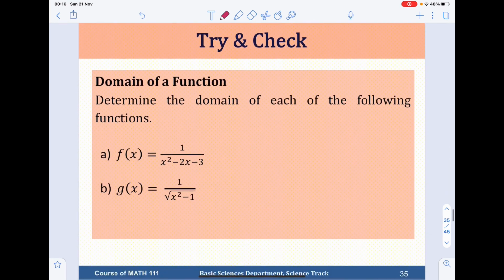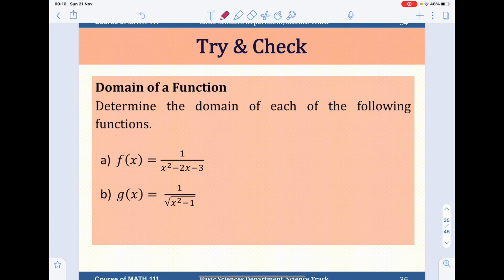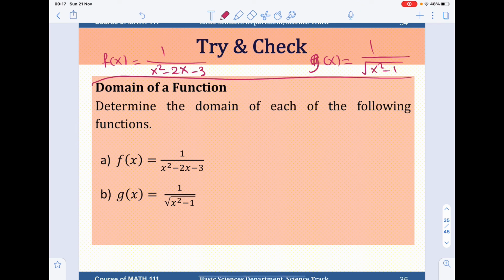Same thing here. We have to determine the domain of each of the following functions. The first function is 1 over x squared minus 2x minus 3. The second function is g of x equals 1 over the square root of x squared minus 1. So let's see how we do this one.